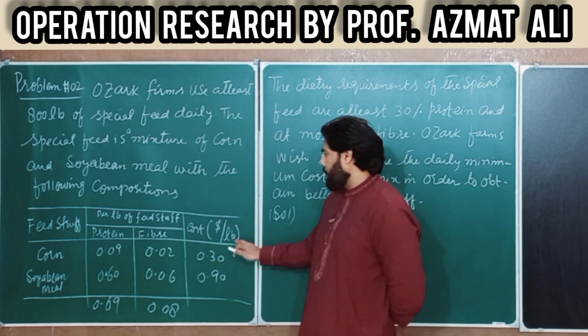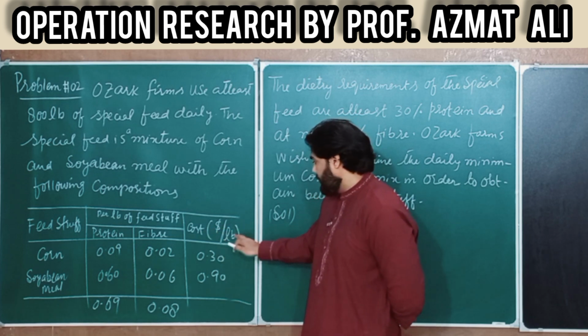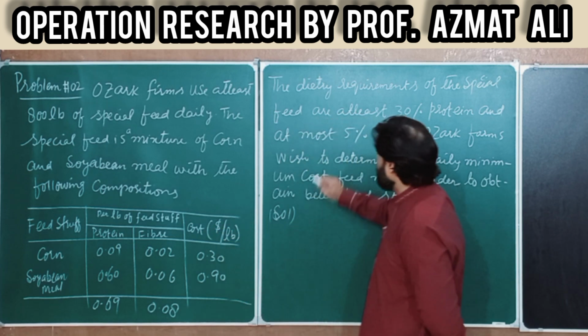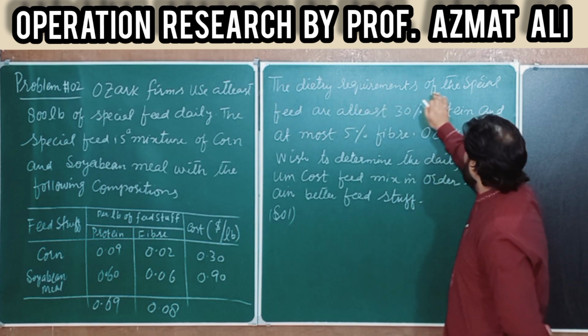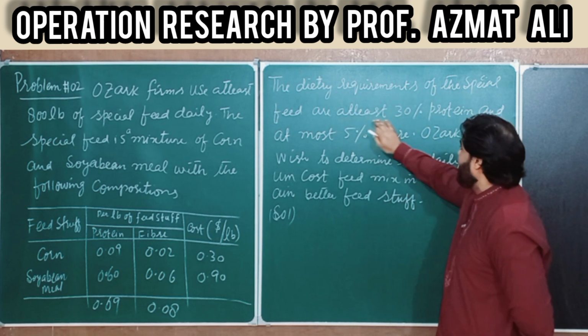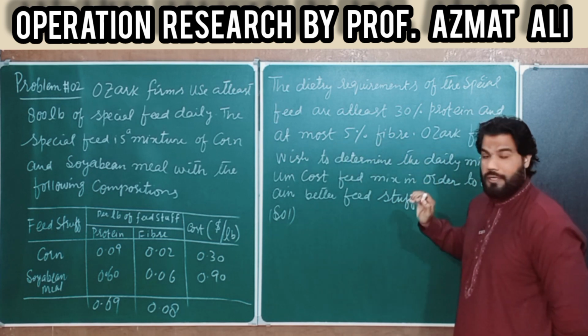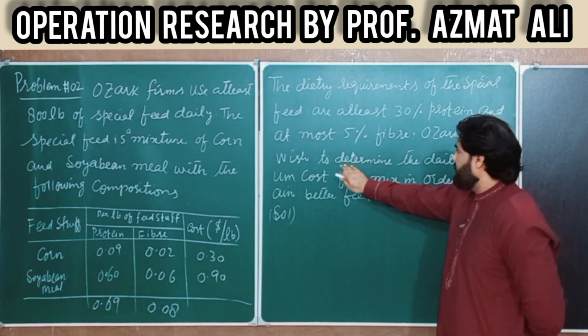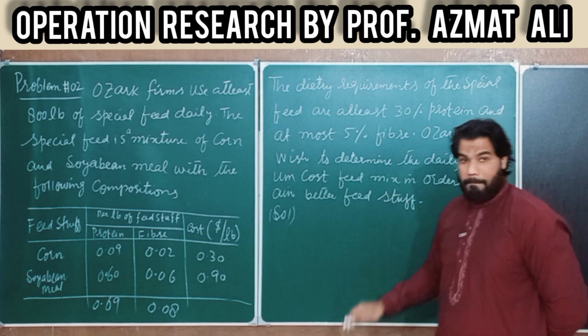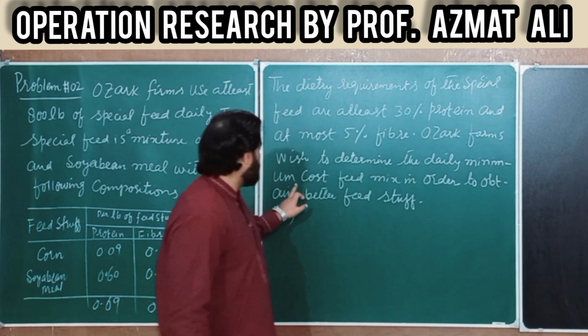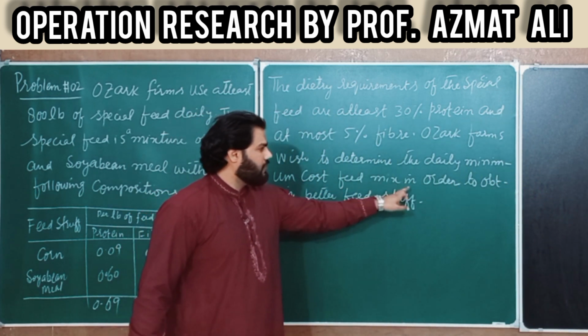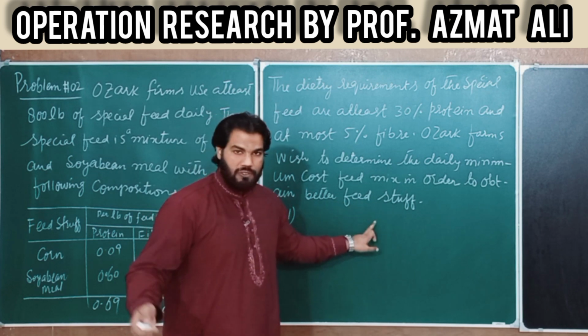Cost in dollar per pounds is given here. The dietary requirement of the special feed are at least 30% protein and at most 5% of fiber. Ozark firm wish to determine the daily minimum cost feed mixed in order to obtain better feed stuff.